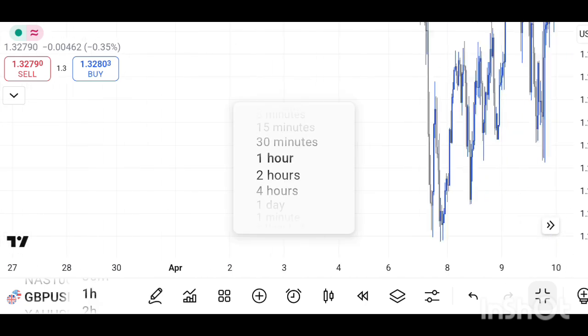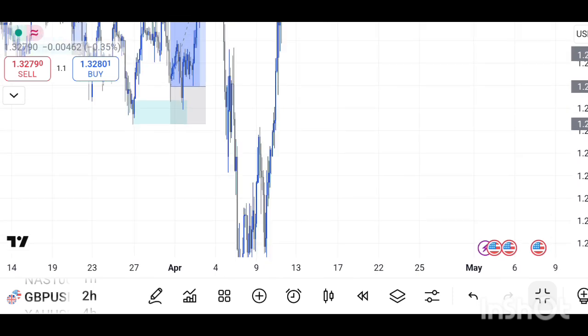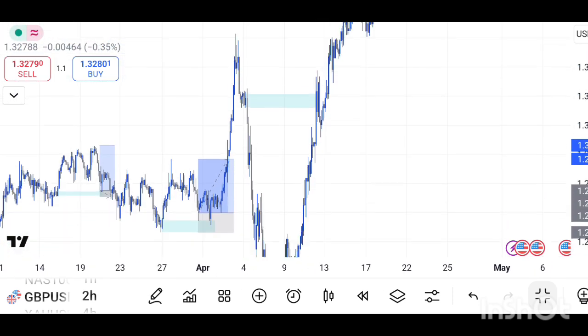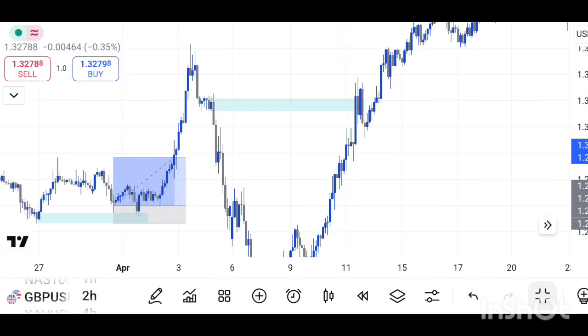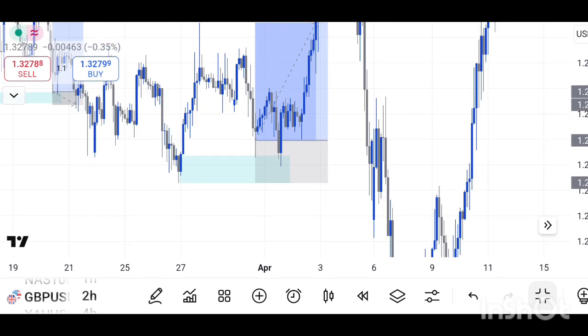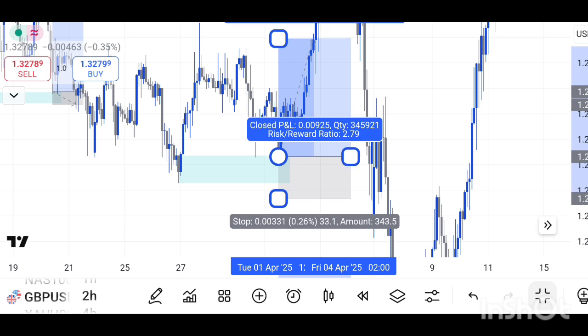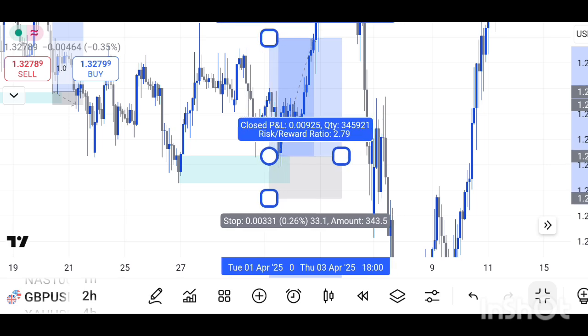Let me go back to 2 hours. If the order block is not fresh, you don't want to take a trade from it again. Do you understand? If the order block is not fresh, don't trade from the order block. That's why, let's say if you miss this first one, it won't be advisable to enter here again. Yes, it worked out, but more often it does not work out.